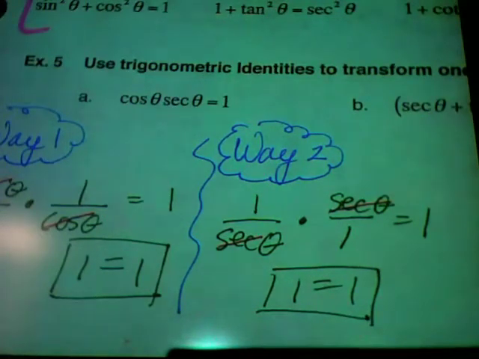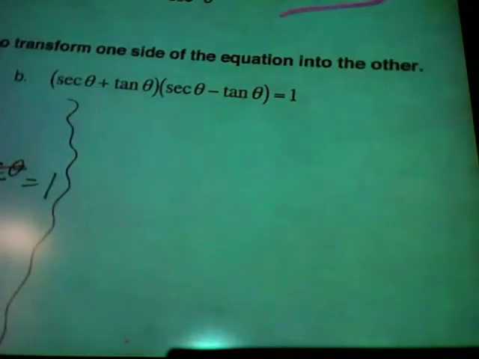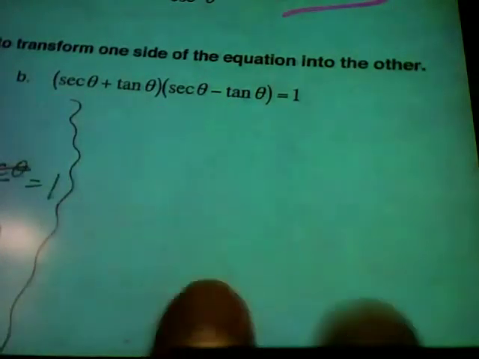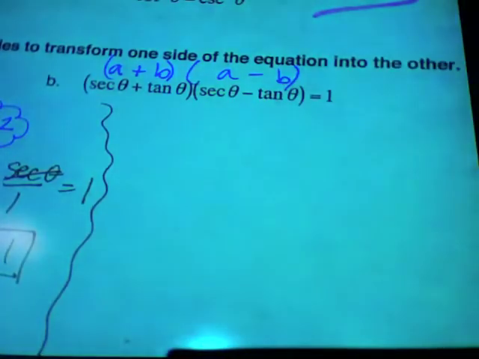This next one's a little bit more complicated, and your algebra is going to come back to haunt you. Ignore the fact that there's secants and tangents in there. Just ignore that fact. Something plus something times something minus something. Doesn't that look familiar to you? It should. Isn't that the difference of two squares factor pattern? If this were A plus B and this were A minus B, do you see it now? So doesn't that multiply as A squared minus B squared?